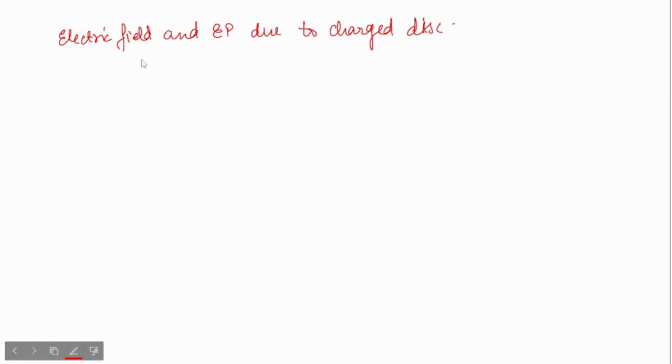Suppose this is a disk. Let's say this is a charged disk. What we will do is pick an elemental area, and we'll consider that as a charged ring. We know the electric field due to a charged ring, so with the help of that we'll find the electric field due to the whole charged disk.